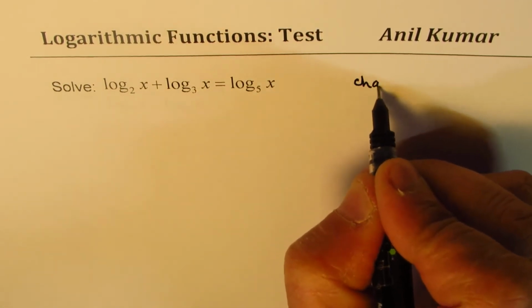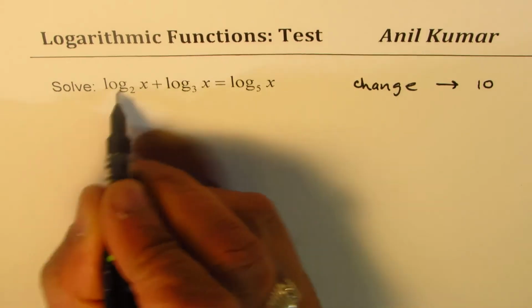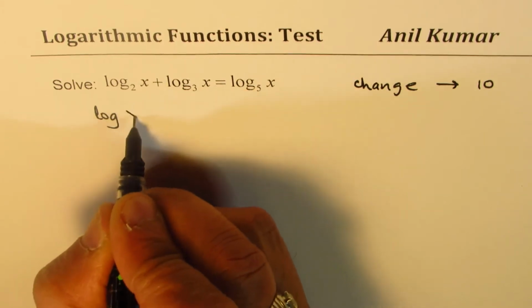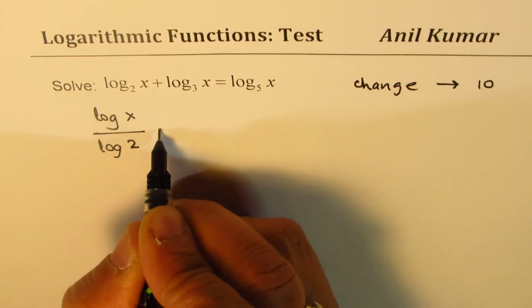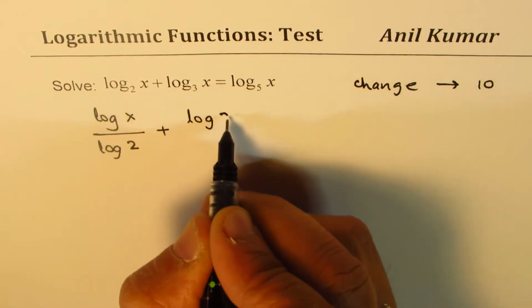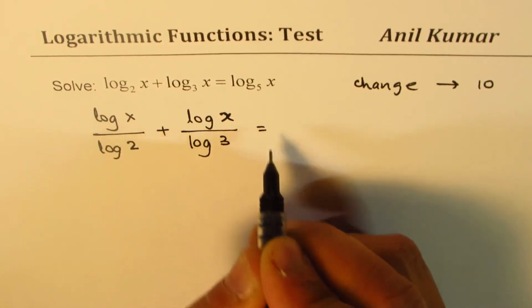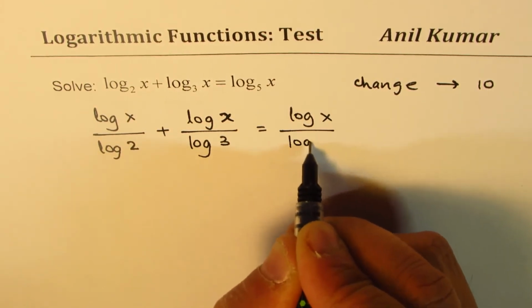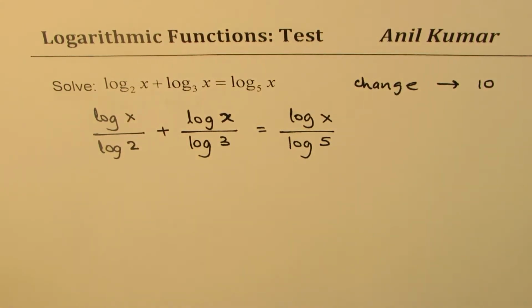So let's change the base first thing, right? Let's have the same base, change the base to 10. So we could write the equation here as log to the base 10 of x over log to the base 10 of 2. Is it okay? Plus log to the base 10 of x over log to the base 10 of 3. And on the right side, we get log to the base 10 of x over log to the base 10 of 5. So we have changed to the same base. That is the first thing to do.